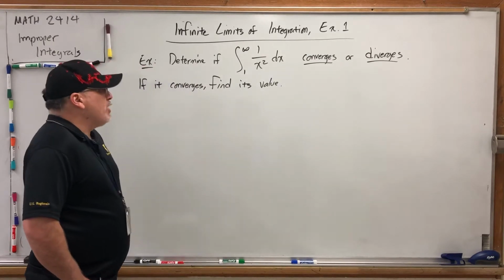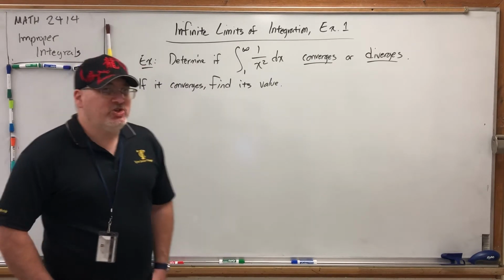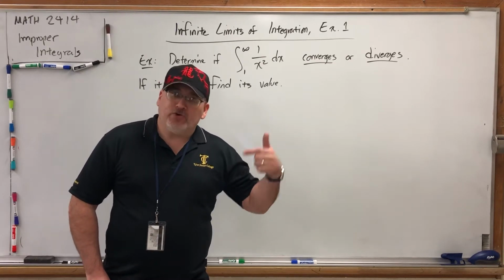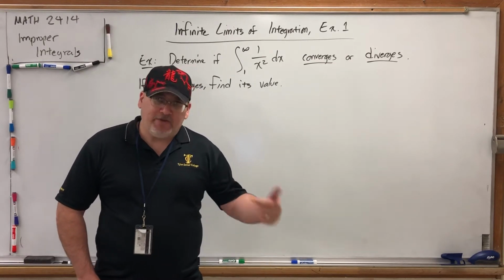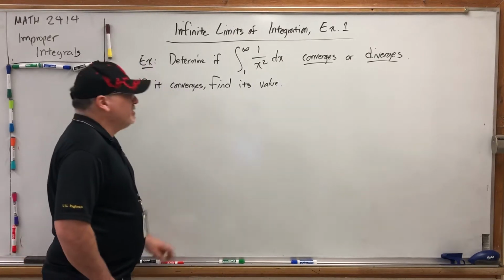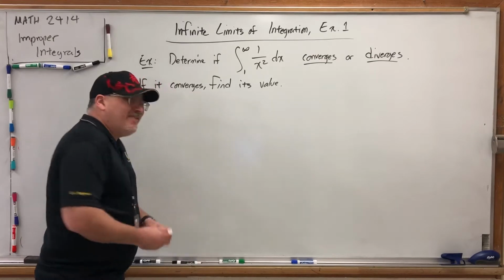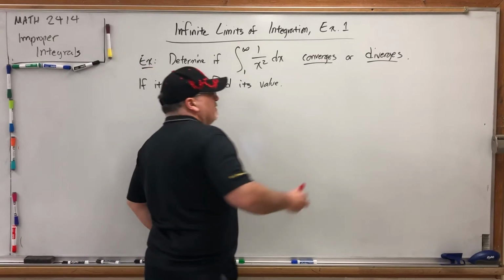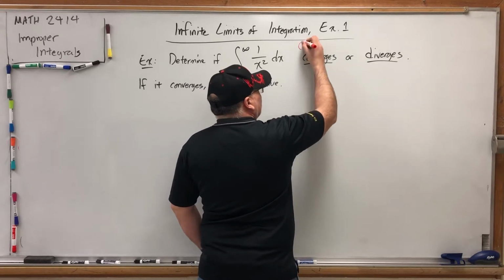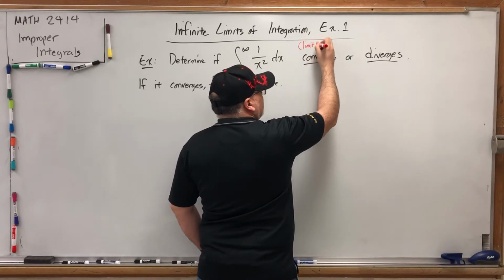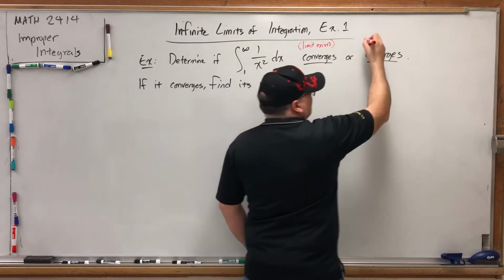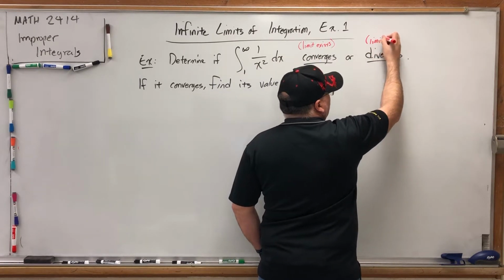When you're looking at an improper integral, there's actually 2 questions you can answer. Number 1, does the integral converge or diverge? And number 2, if it converges, find its value. So what does it mean for it to converge or diverge? Well, in the context of limits, when we say the improper integral converges, we basically say that the limit exists, the limit that we set up. And to say that it diverges means the limit does not exist.